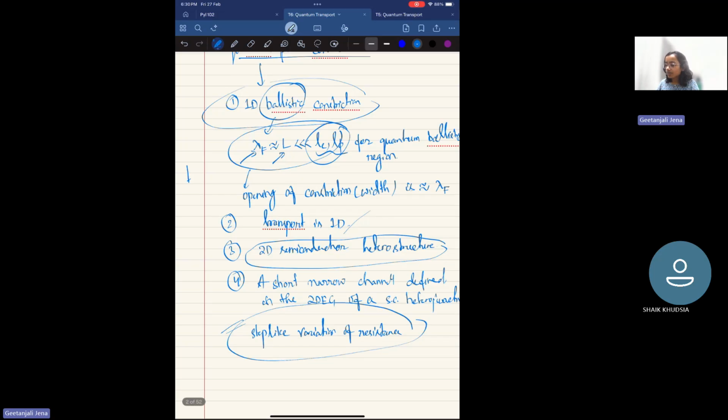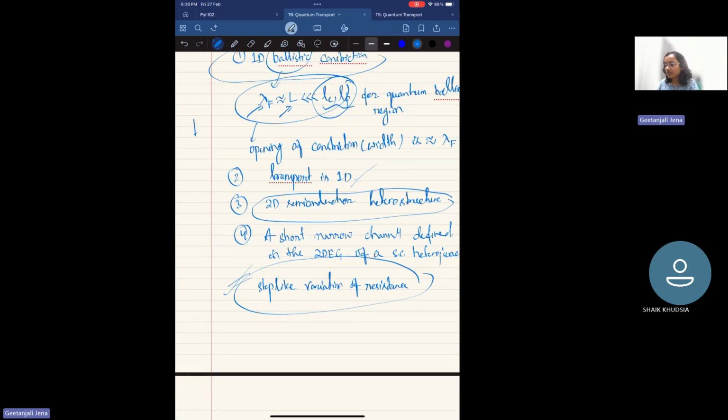And we saw, in brief, that there is a step-like variation of resistance and conductance, which we have also seen in the quantum Hall effect. Okay, so this is about the definition of quantum point contact.